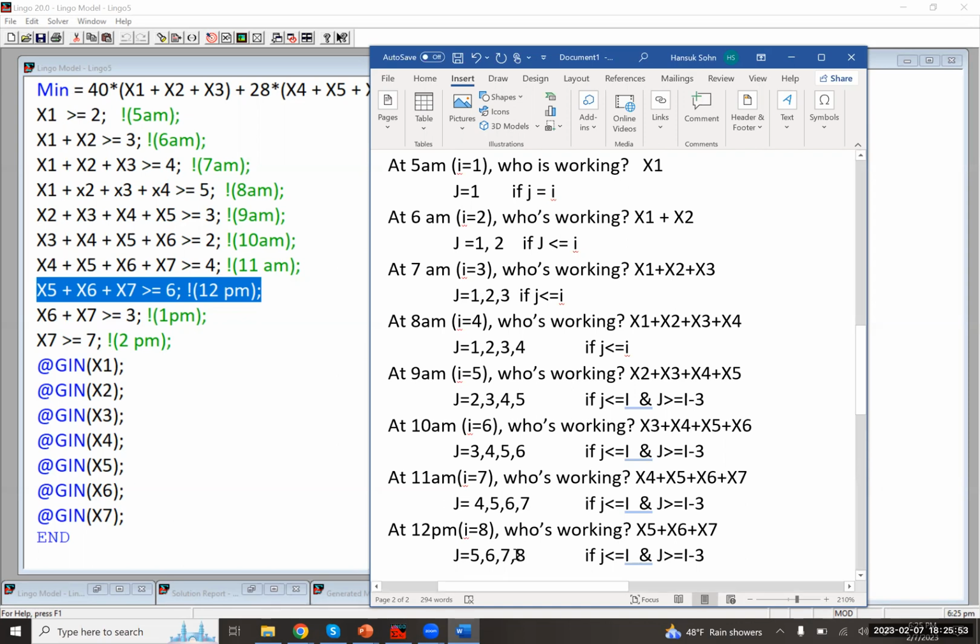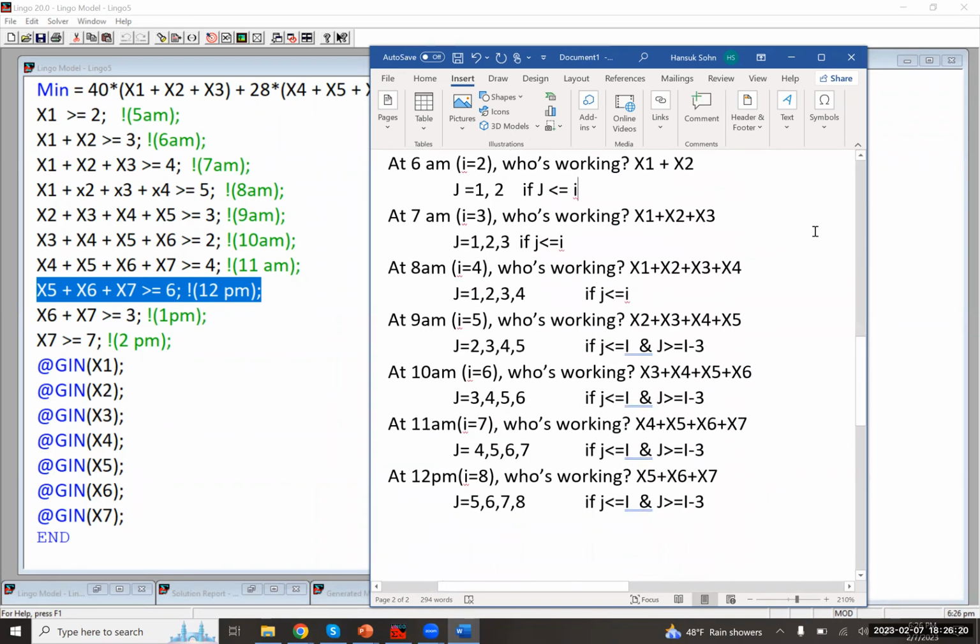But the thing is, we don't have an 8th shift. So do we have to add one more condition to exclude this last number of 8? Actually, no, you don't need to. We don't need to add another constraint for that, because what is the LINGO model?